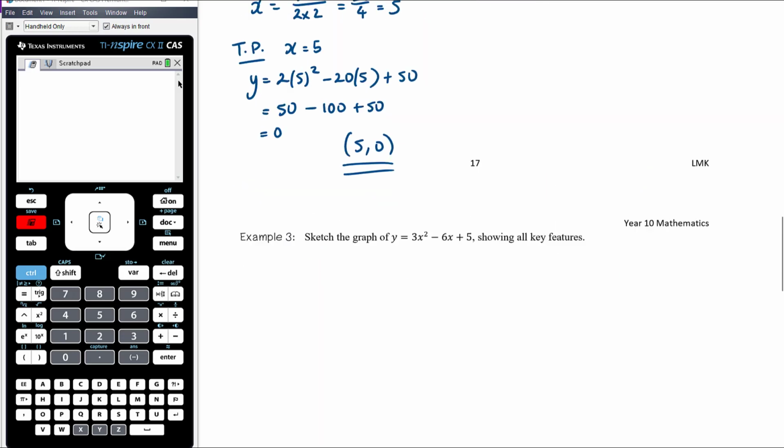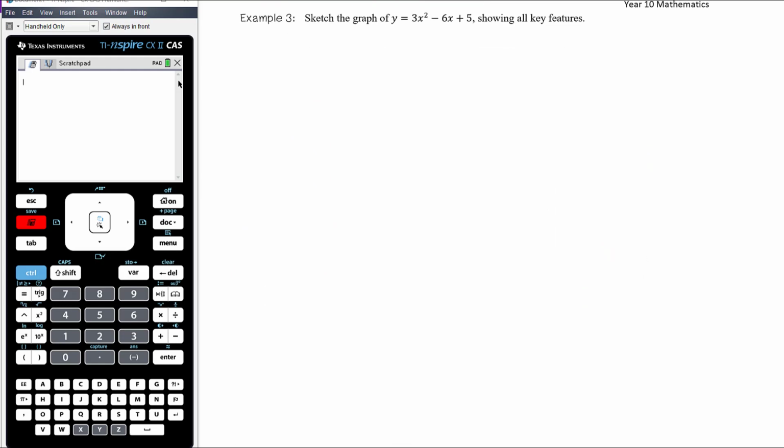All right, over the page. So example 3, sketch the graph showing all key features. All right, so let's think about what we know immediately looking at this. We can tell the shape of the graph. We can tell it's going to be a happy parabola because of the positive 3x squared. We can tell straight away from the equation what the y-intercept is, because when we let x equals 0, we'll get y equals 5. So 0, 5. So they're the two things that we can tell immediately from a quadratic equation in this expanded form, whether it's a happy or sad parabola and where the y-intercept is.